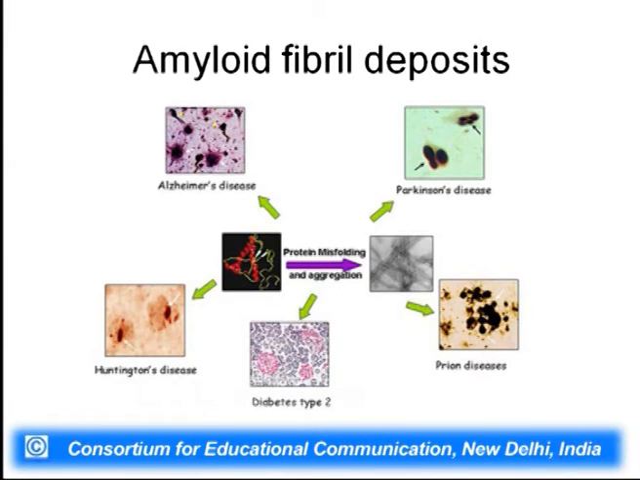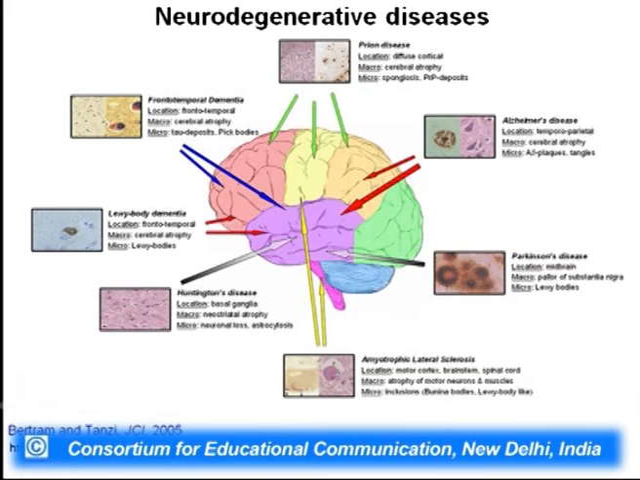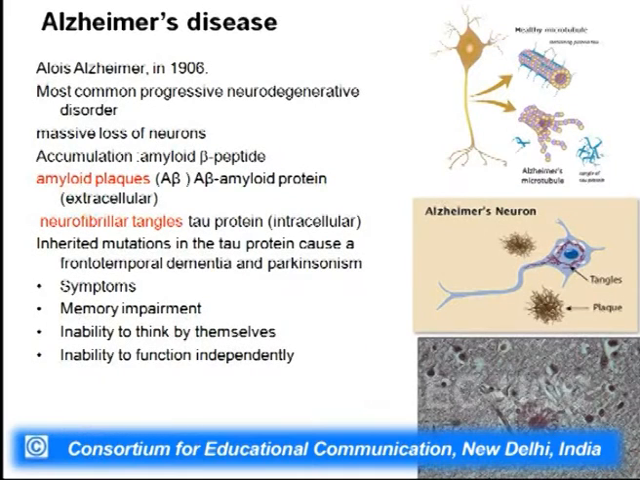Then we have several amyloid fibril deposits, we will just summarize it here, which are going to be incorporated in the neurodegenerative diseases. So, you have Alzheimer's disease, it was discovered in 1908 by Alois Alzheimer. This is the most prevalent neurodegenerative disease, and it has a massive loss of neurons. So, you can see this is a healthy microtubule which is present in the neuron and gives structural stability to the neuron, but in case of Alzheimer's there is no structural stability and tangles are formed. So, we call them neurofibrillar tangles.